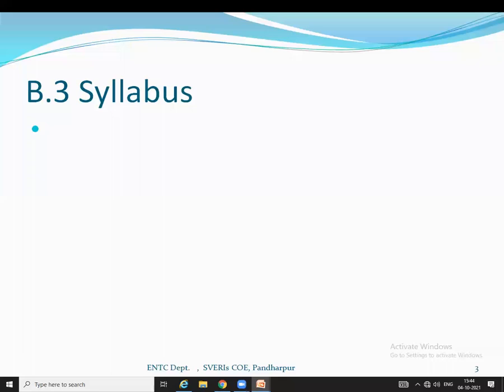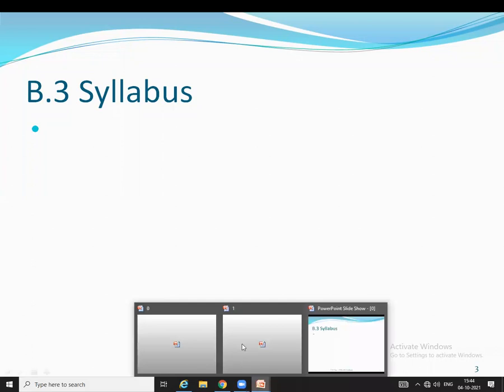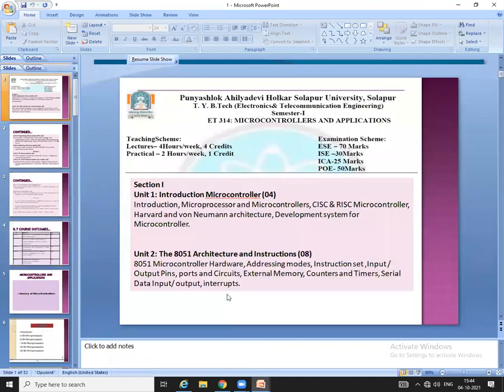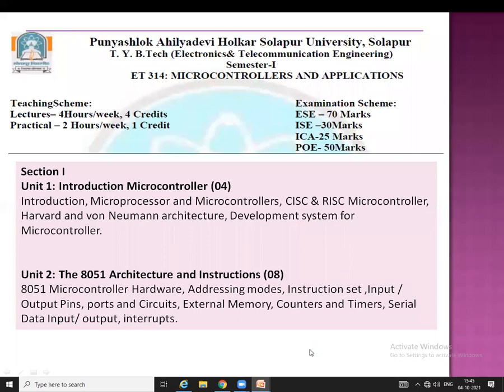So the third point is the syllabus. Now we are moving towards our syllabus, so we will just go and check it out. As far as our university is concerned, that is Punyashlok Ahilyadevi Holkar Solapur University, Solapur, for third year BTech ENTC, this is the syllabus for semester one for the subject with code 8314, and the subject name is Microcontrollers and Applications.